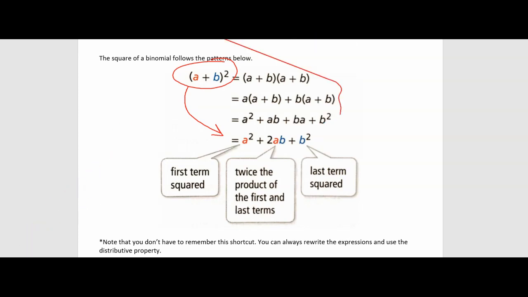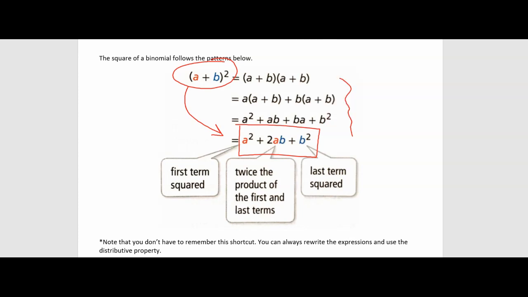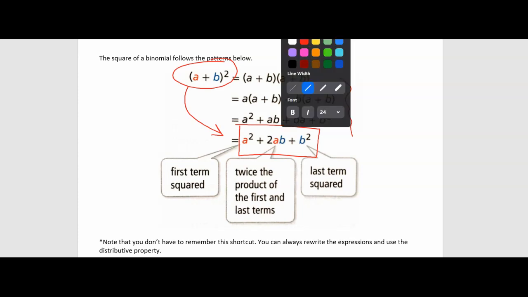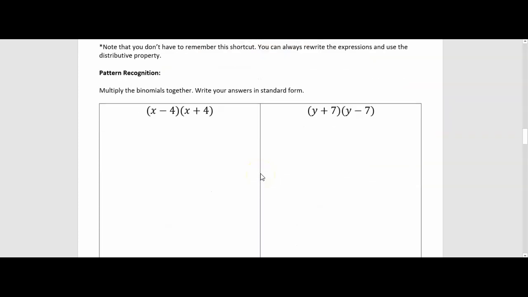Their work may look a little different than the way we've been doing it. They're just writing their distributing process a little bit differently, but they end up getting the same thing. So take a look at that if you want. It's not mandatory that you understand the shortcut, because if you understand how to distribute, you can always get the final answer anyway, but it is something interesting to look at. Let's go ahead and look at a slightly different example.